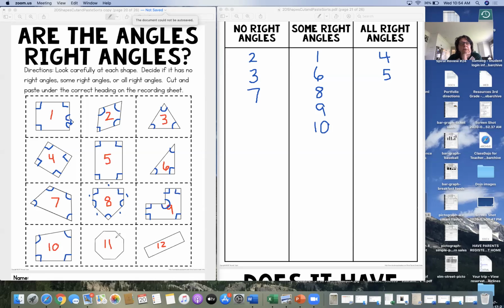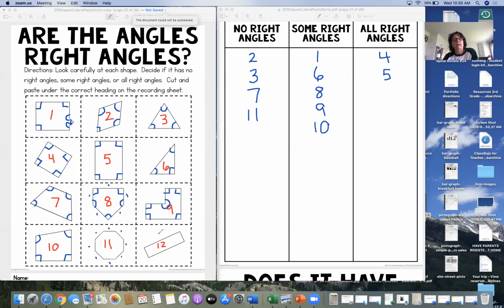Okay, going on to number 11. This has got a lot of sides. I'm going to count them so I can see if I can name it. 1, 2, 3, 4, 5, 6, 7, 8. It has 8 sides. And do you remember what we call an 8-sided polygon? That's right, it's called an octagon. Now I'm going to look at this octagon and see if it has any square corners. None of these angles look like one where I could draw a square. Matter of fact, they are all greater than a right angle. So we're going to put 11 in no right angles.